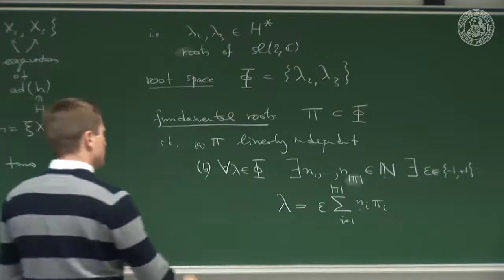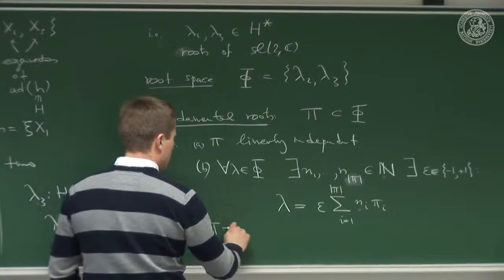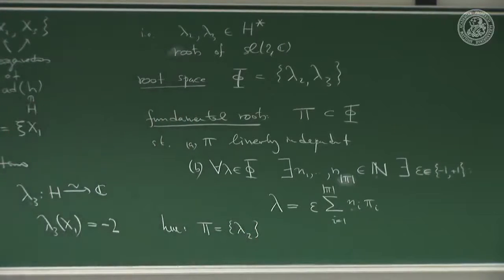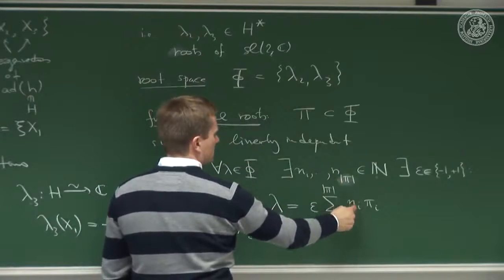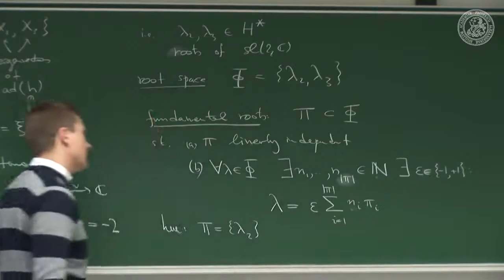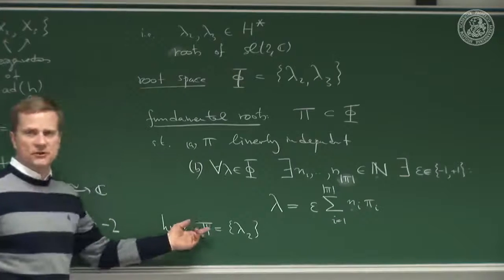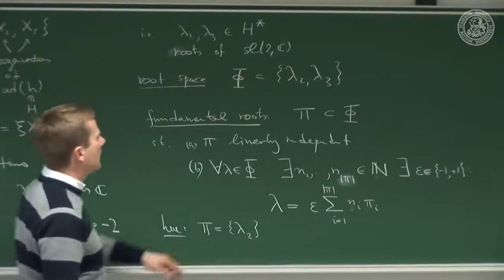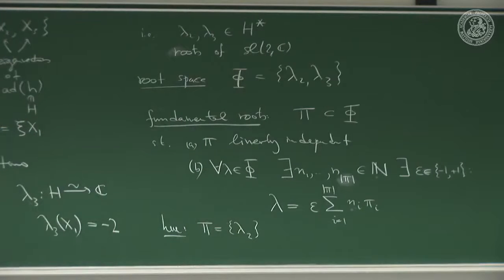And well, now in this case, it's particularly easy. Here we choose pi to be, for instance, the root lambda 2. Because obviously the other root I get by this rule by just taking this to be 1 and this to be minus. And we could have equally chosen, that's a good example, the choice of fundamental roots is not unique. We could have equally well chosen lambda 3 to be the fundamental root. But, well, we make this pick. This is the fundamental root.